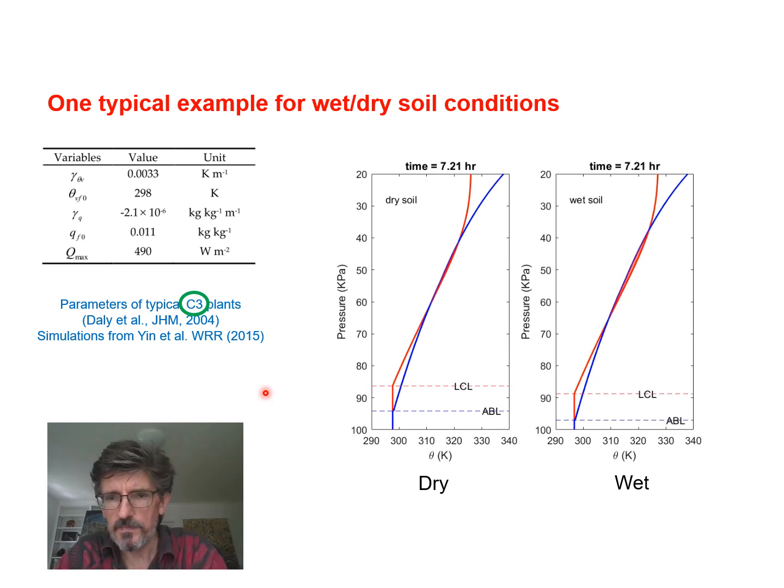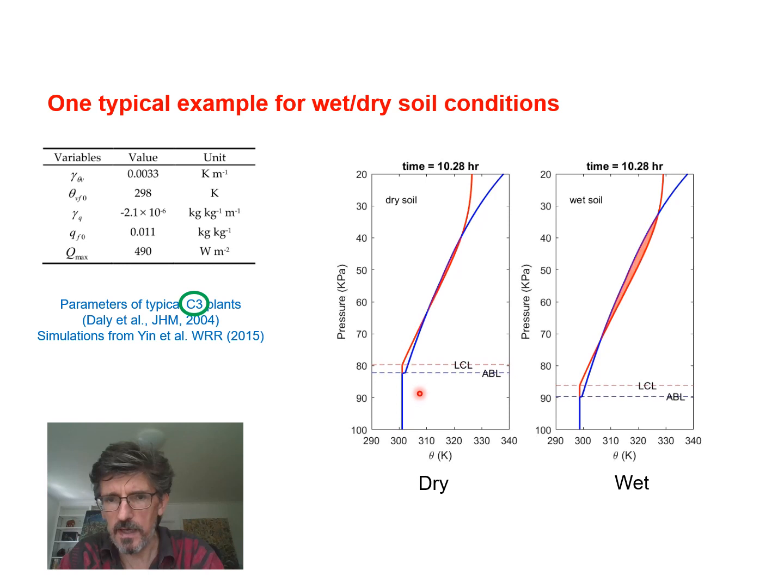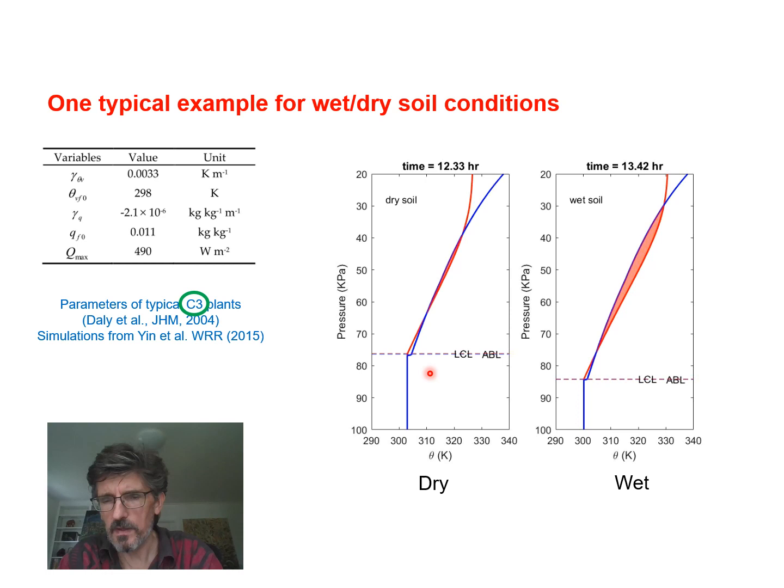So you see that the boundary layer grows from the beginning, and at some point it reaches the level of free convection. This happens at different times for dry soil and wet soil. The wet soil has reached it later. The dry soil has reached it slightly earlier, like at noon. But the difference is that there is much more CAPE in the moist condition. So it all depends on timing, but also amount of energy.